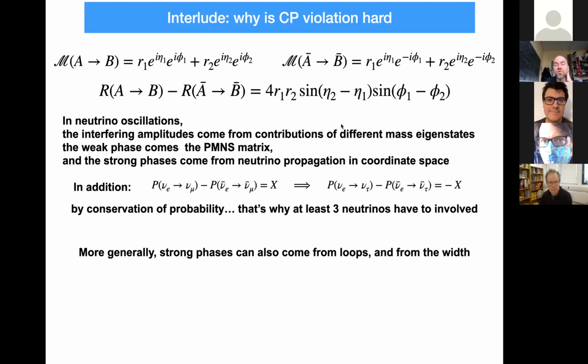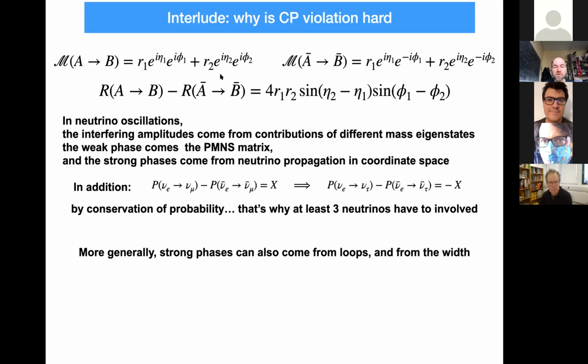Fortunately, neutrino oscillations are very lucky, in that they can satisfy these conditions, because we have weak phases from the PMNS matrix, and we also have strong phases from the propagation of the neutrino in coordinate space. So the strong phase is this E2 minus E1 or delta m squared factor that appears in the neutrino oscillation formula. This is what provides a strong phase. This phase from propagation is the same for particles and for antiparticles, and this ensures that all the conditions are satisfied.